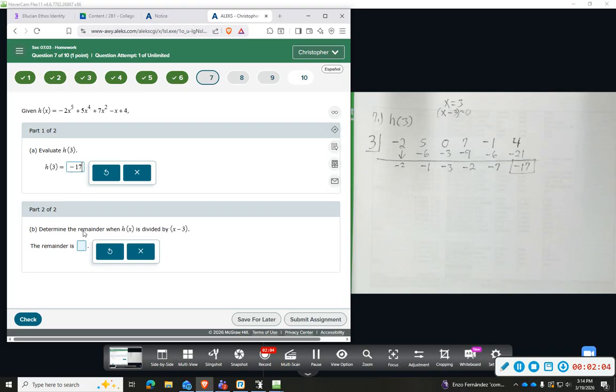And then it says determine the remainder when you divide it by x minus 3. So that's the exact same thing. That's what we're showing in the beginning. So the remainder is also negative 17.